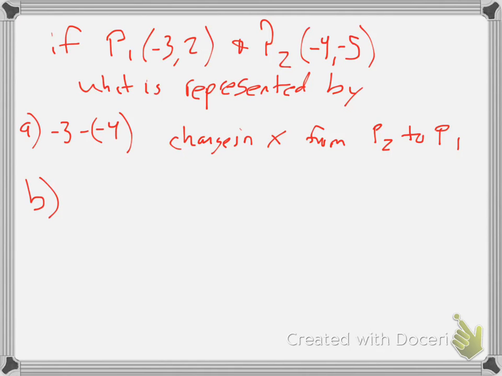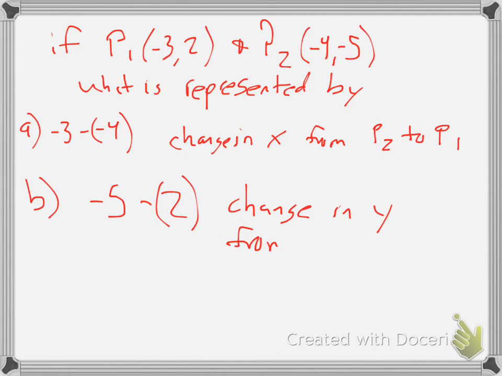The next one I want you to figure out is -5 minus 2. What is this a change in? Okay, -5 and 2 look like they come from the y's. So we're going to call that the change in y. From where? The -5 comes from P2. That must be my final. 2 comes from P1. So we are actually going from P1 to P2.